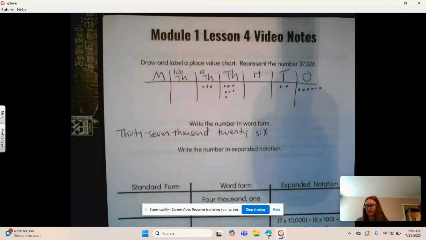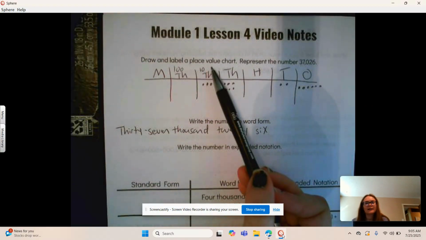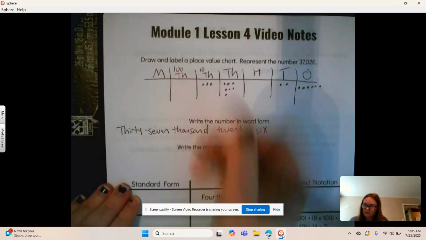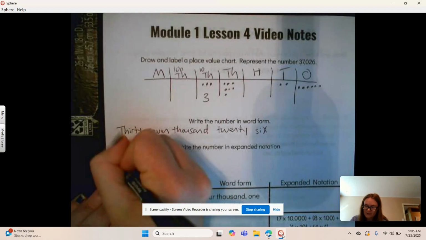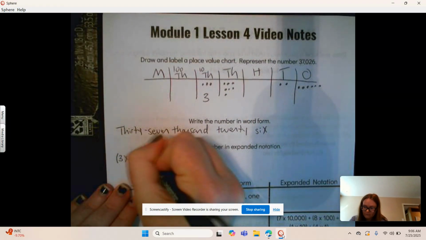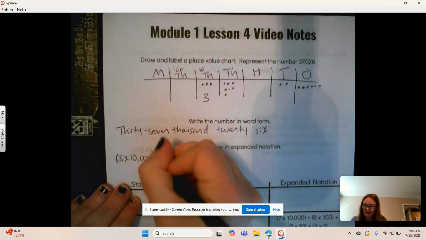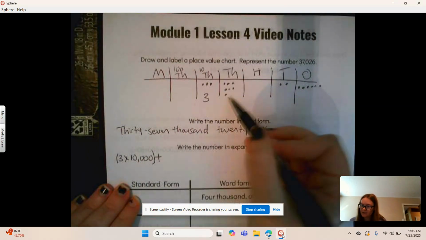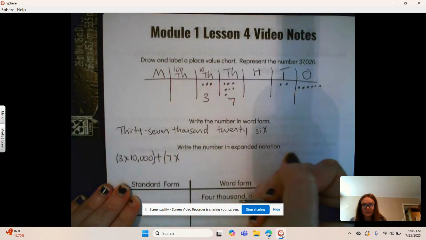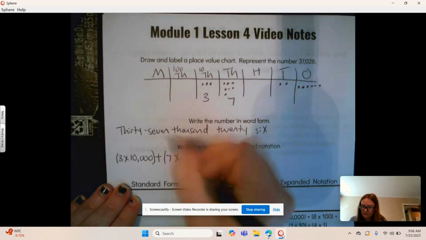And now expanded notation. So the thing to know about expanded notation is you're taking the digit and you're multiplying it by the place value. So our first digit is 3. So we're doing parentheses, 3 times, and what's my place value? 10,000. Okay, then we're going to add, what's our next digit? 7. 7 times, what's my place value? 1,000.